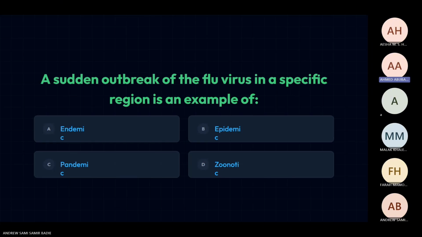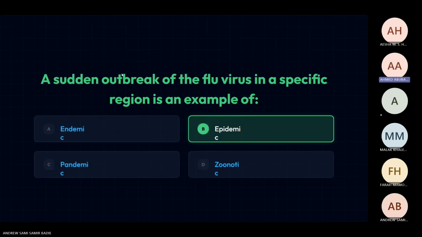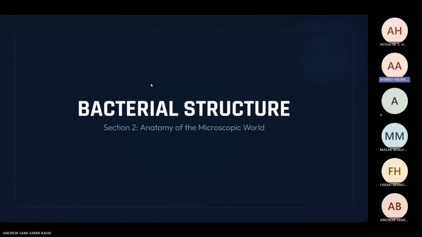So the correct answer in this question is epidemic. So what's epidemic? It's just like an endemic, but when the cases start to rise. So it's like an outbreak of a virus in the region, as the question says. So let's move into the second section, which is the bacterial structure.